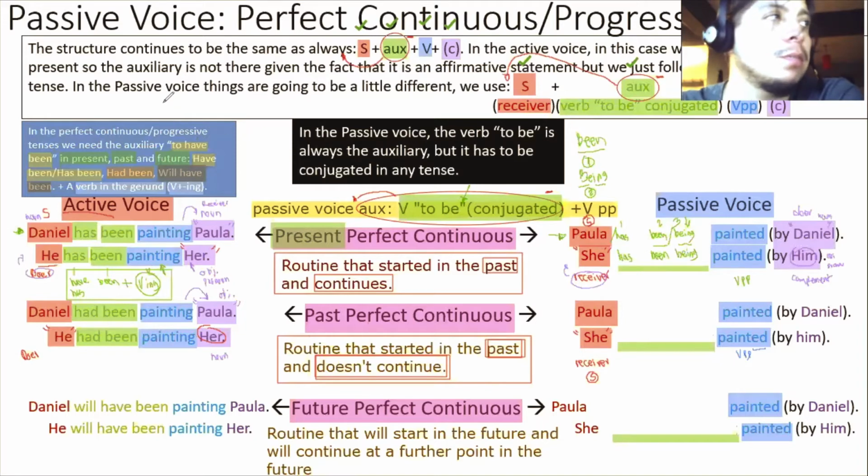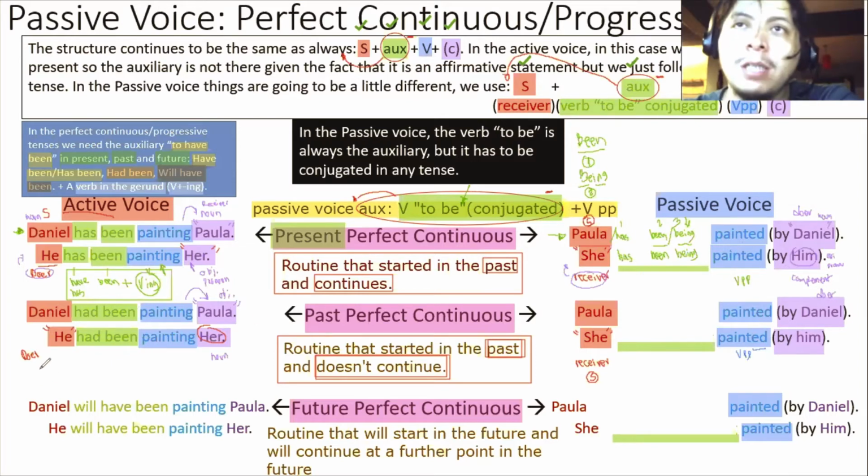And finally, we need to have a complement. Well, we don't need to have it. This is optional, but if you want, you can have a complement. In this case, Daniel is the doer of the action. He continues to be the doer of the action. In the active voice, the doer of the action was the subject. In this case, the doer of the action is a complement. He is not the important part. If we want, we don't even mention him. The important part is the receiver of the action.